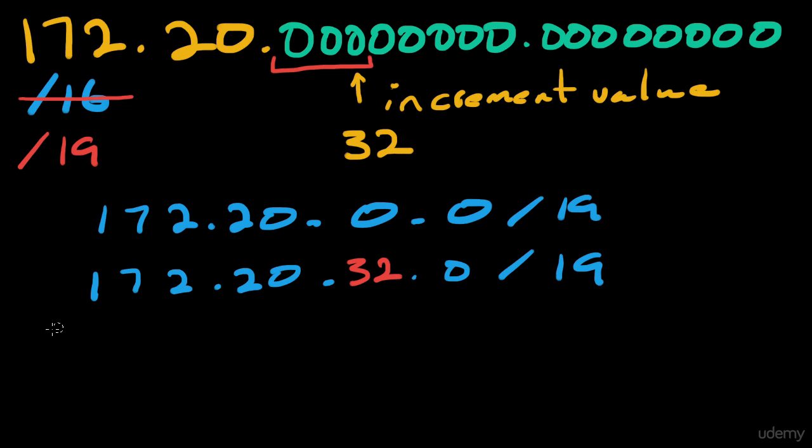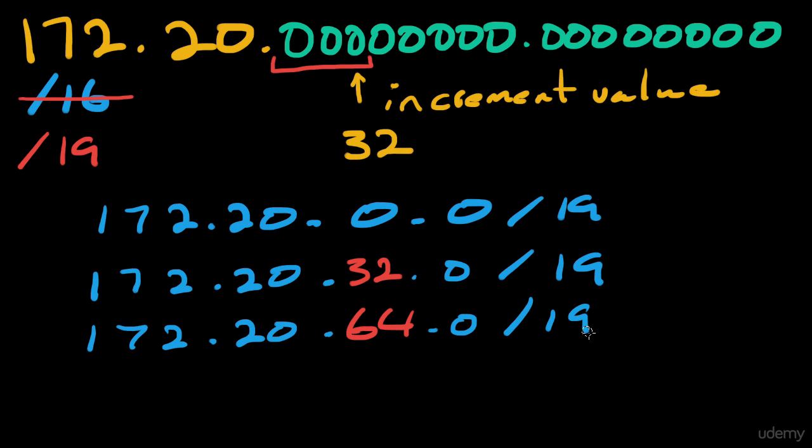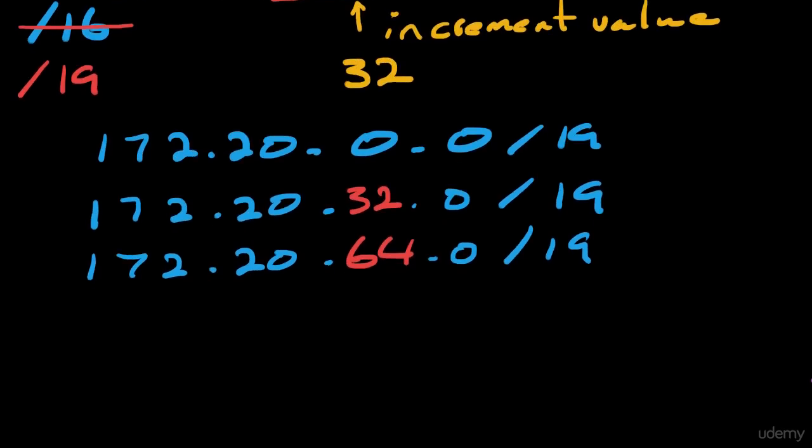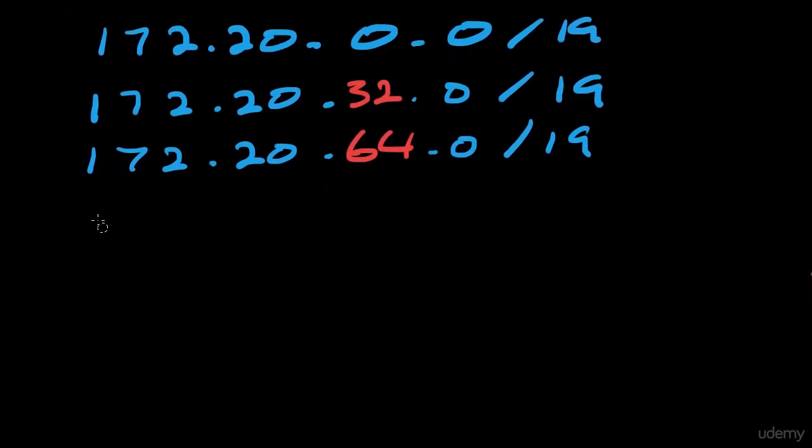The next network ID would be 172.20. And we're incrementing the previous one by 32, so this would be 64.0/19. This one is the combination where the subnet bits are 0, 1, 0. And we basically continue with this trend. I'll work out the others here. Let me just scroll down.